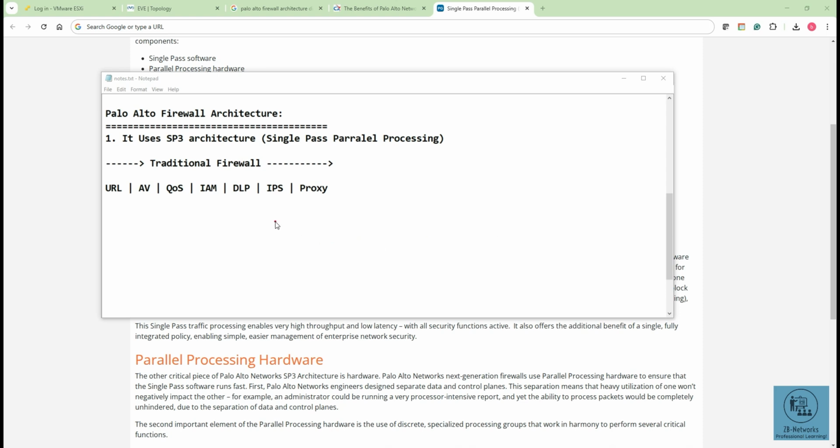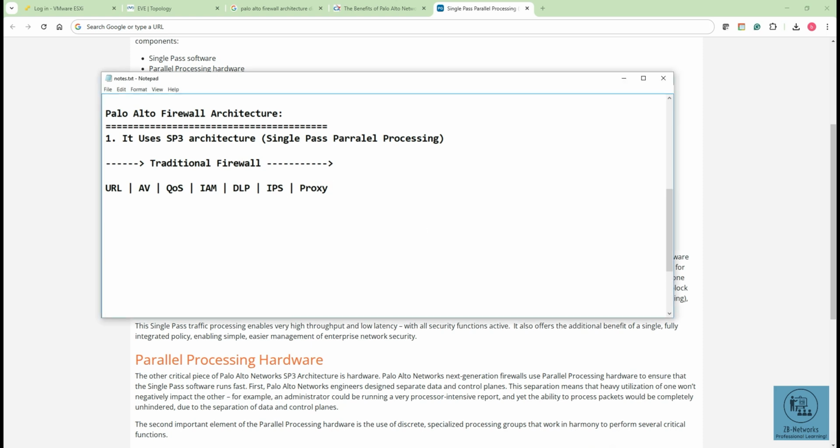So that is the reason the next gen firewall like Palo Alto has this architecture called SP3 architecture, which makes it much more efficient and performance oriented. It applies multiple security features at a go, simultaneously. That means it provides a feature called single pass scanning, and it gives a feature called low latency.